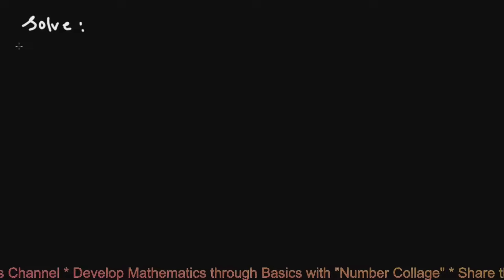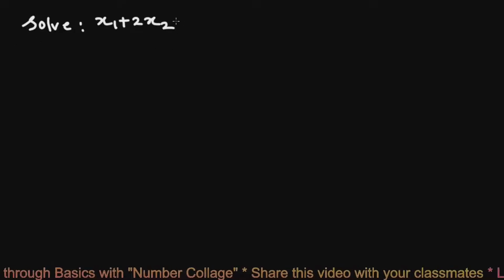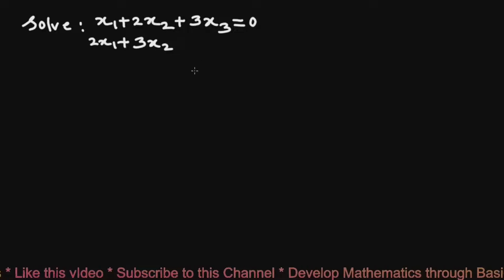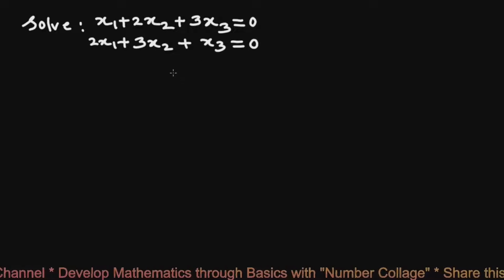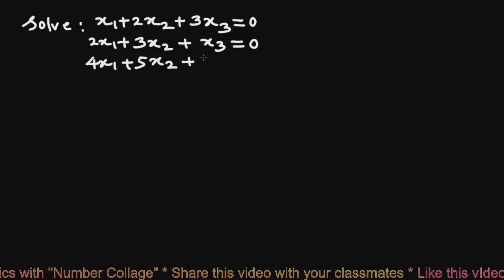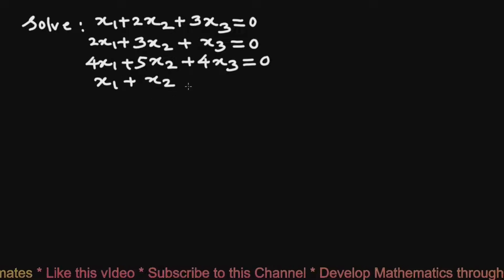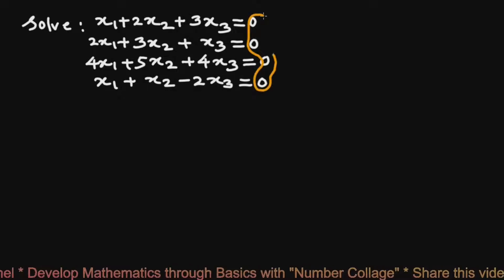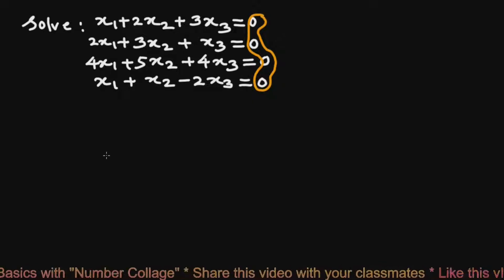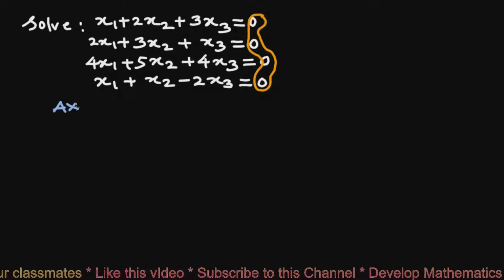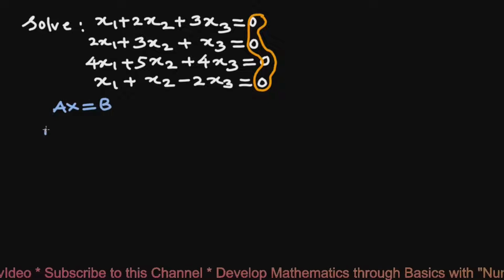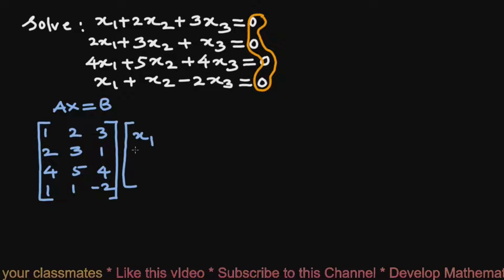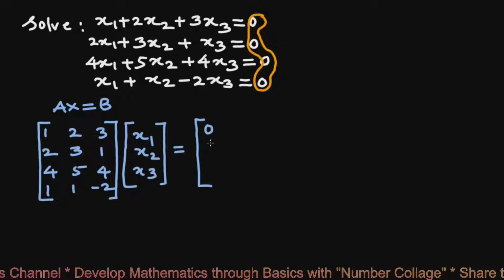Solve x1 plus 2x2 plus 3x3 equals 0. 2x1 plus 3x2 plus x3 equals 0. 4x1 plus 5x2 plus 4x3 equals 0. x1 plus x2 minus 2x3 equals 0. These are homogeneous linear equations because the right hand side is all zeros. We write the matrix equation Ax equals O: 1 2 3, 2 3 1, 4 5 4, 1 1 minus 2 multiplied by x1 x2 x3 equals 0 0 0 0.